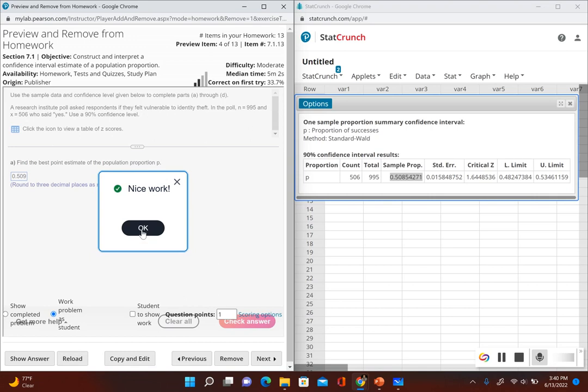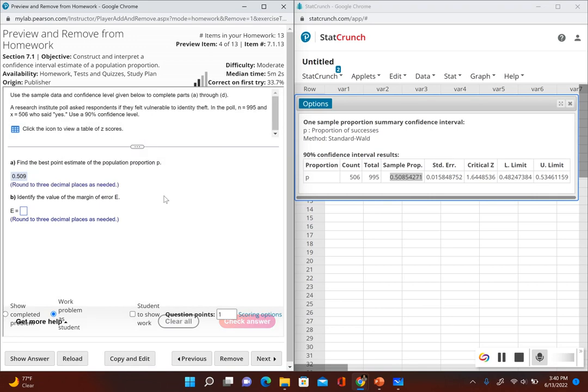0.509. Okay. Now, for part B, it's asking about the margin of error. Margin of error is not given to us with Statcrunch. But what we can do is we could use the easier formula in the PowerPoint where we take the upper limit and then we subtract the lower limit and then we divide that by 2. Okay. So let me go ahead and open up that whiteboard so we can find the margin of error.